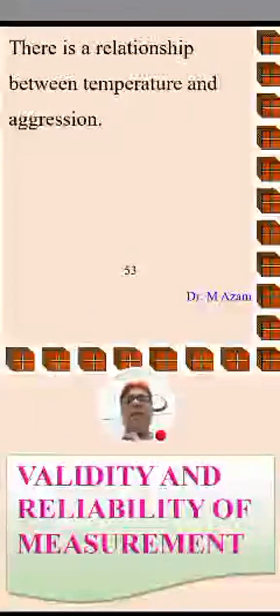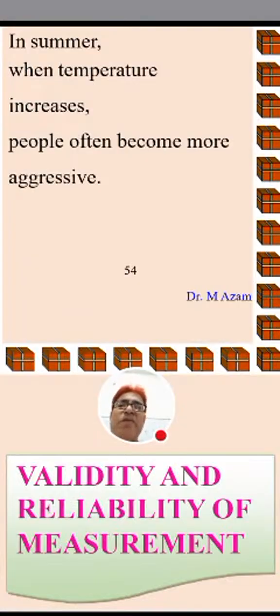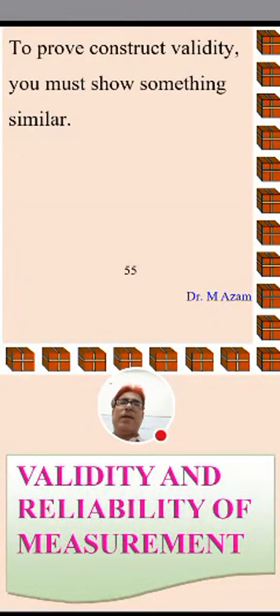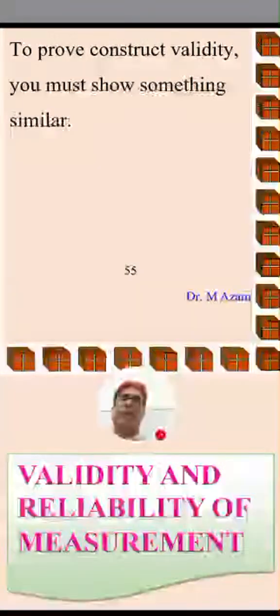So there is a relationship between temperature and aggression. In summer, when temperature increases, people often become more aggressive. To prove construct validity, you must show something similar.